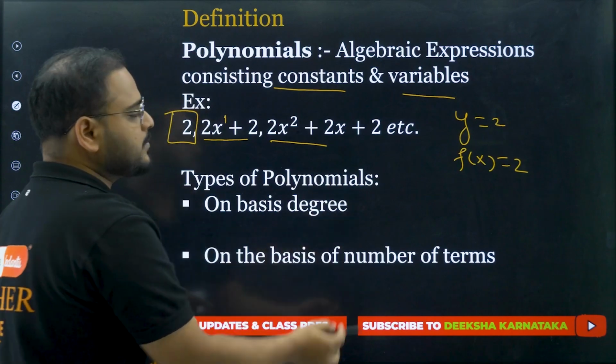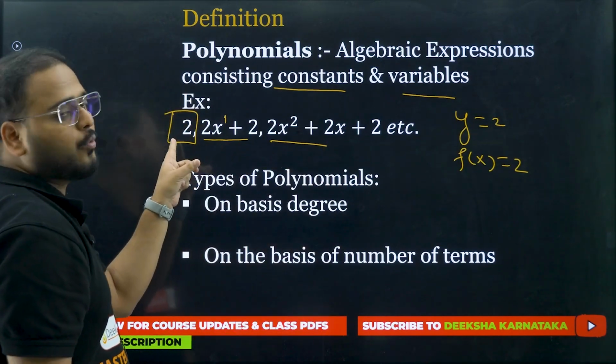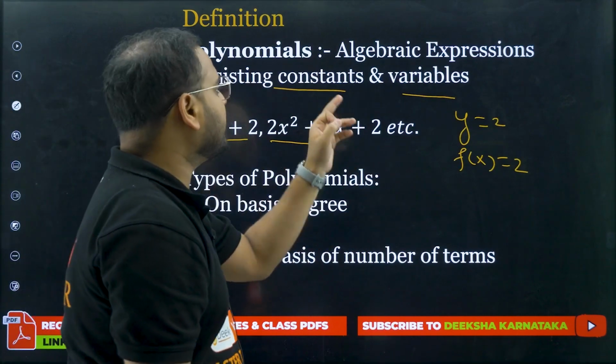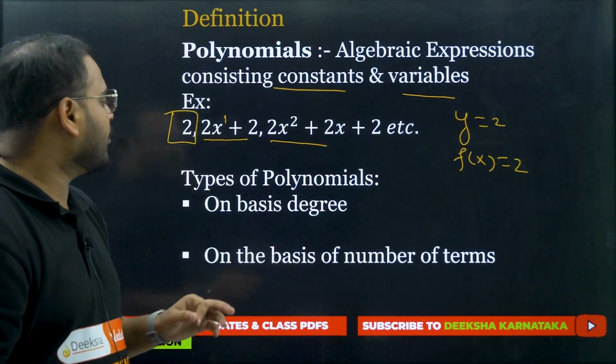2x plus 2, 2x square plus 2x plus 2 again. 3 terms are there, 2 terms are there, only a constant term is there. So all these varieties are okay, but provided that it has to be an algebraic expression with constants and variables in it.